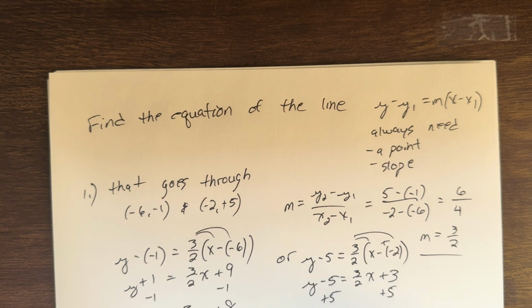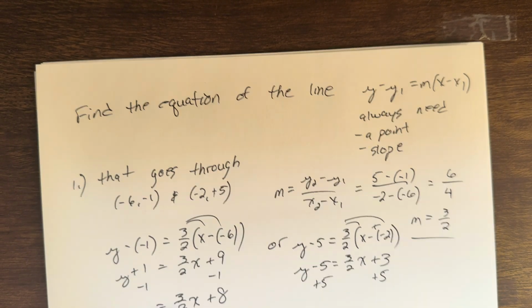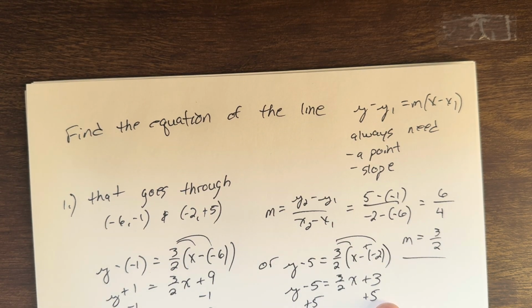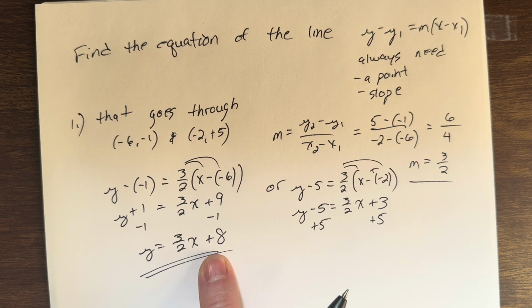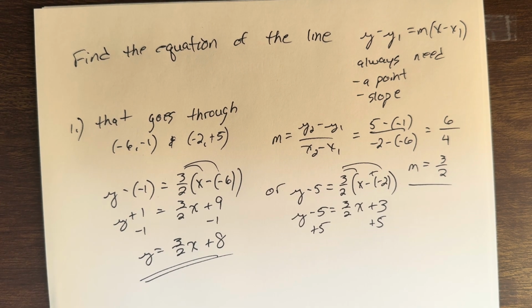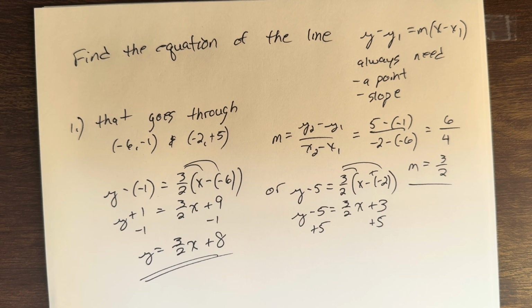Add 5 on both sides. And we're right back where we were over here. We add the 5, and we're getting that 3 halves x plus 8, just like we had over here. So, good first start. Let's take it to the next level, right?